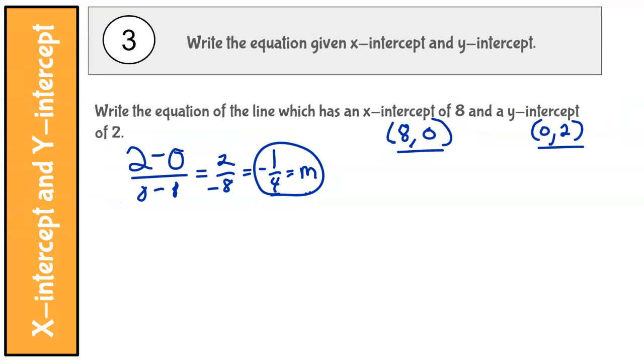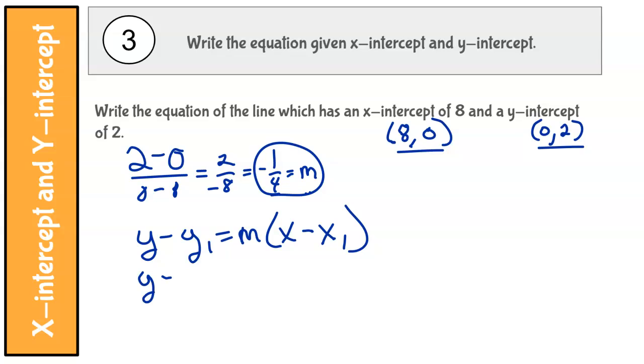Now I have at least 1 point, and I have my slope. So I can write the equation of line using point-slope form. Y minus y1 equals, are you writing it down? You better be writing it down. Every time you use it, write it down so you don't forget it. Remember, y is going to be y. Y1 is going to be one of these points. Don't put the 8 for x and the 2 for y. It's 2 separate points, so only use one of them.